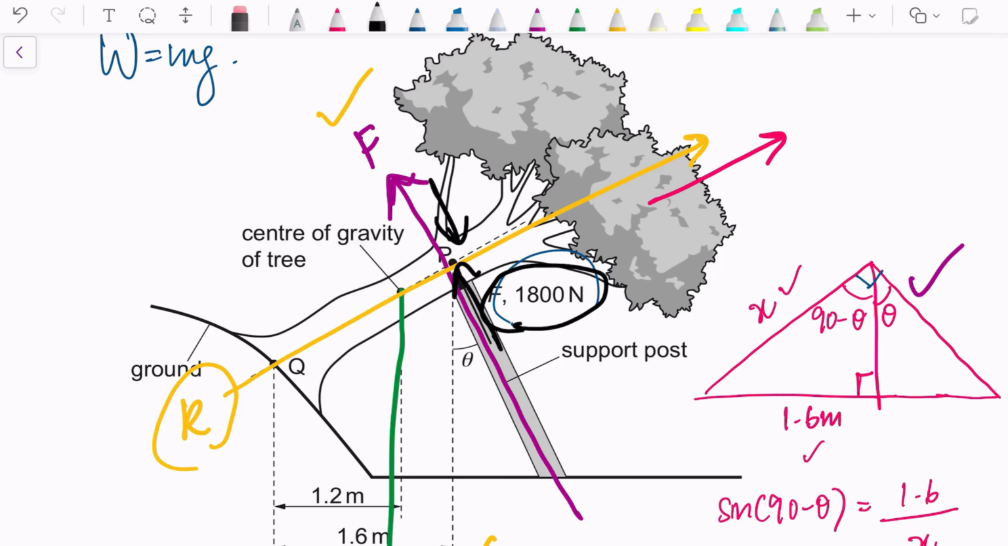Okay. What is axis again? Axis is a line where all the forces are acting. Okay.